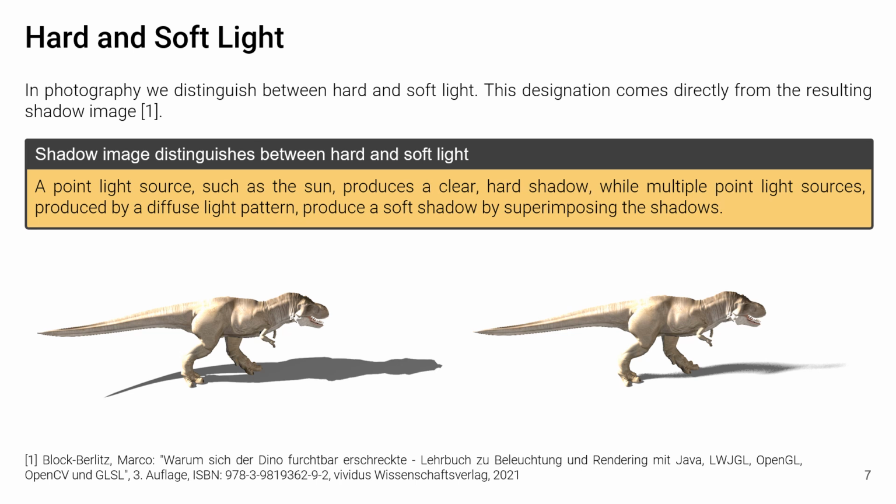In photography, we distinguish between hard and soft light. This designation is directly derived from the shadow image that is created. These and other topics are discussed in my book. A point light source, such as the sun, produces a clear hard shadow, while multiple point light sources, produced by a diffuse light pattern, produce a soft shadow by superimposing the shadows.